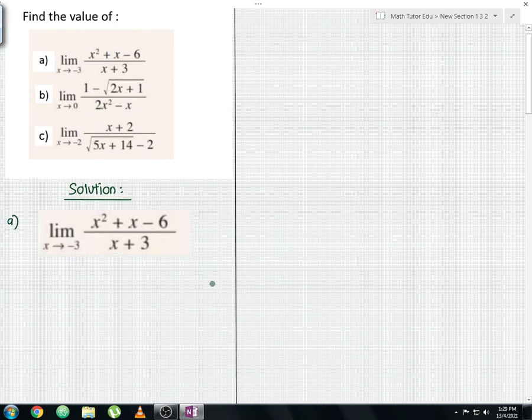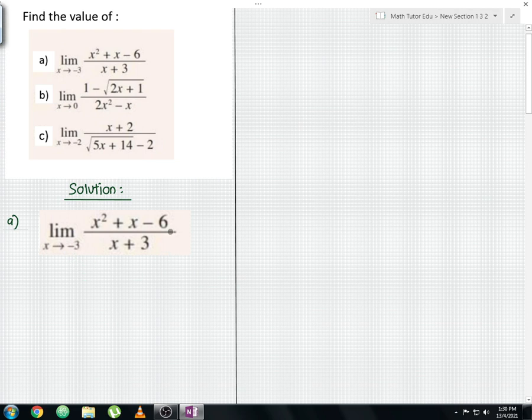Let us start our discussion with the question part A, where they ask us to find the limit of x squared plus x minus 6 over x plus 3 when your x approaches negative 3. I hope that this diagram is clear for you guys. Okay, so let us start to solve this question.